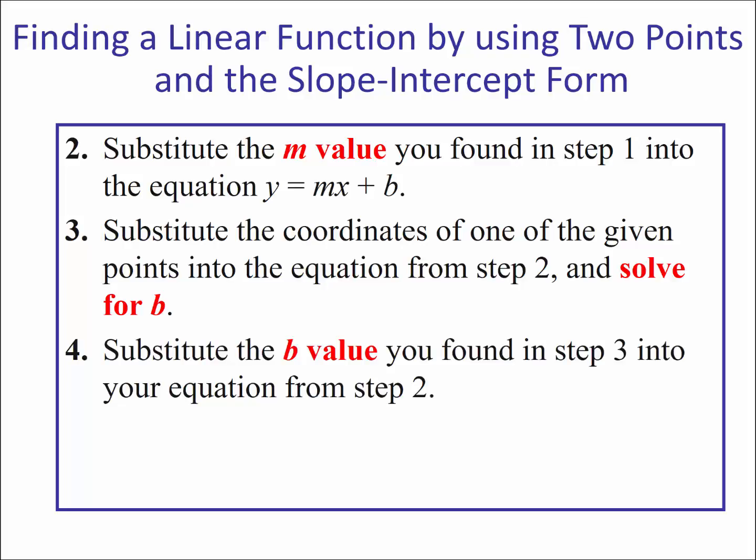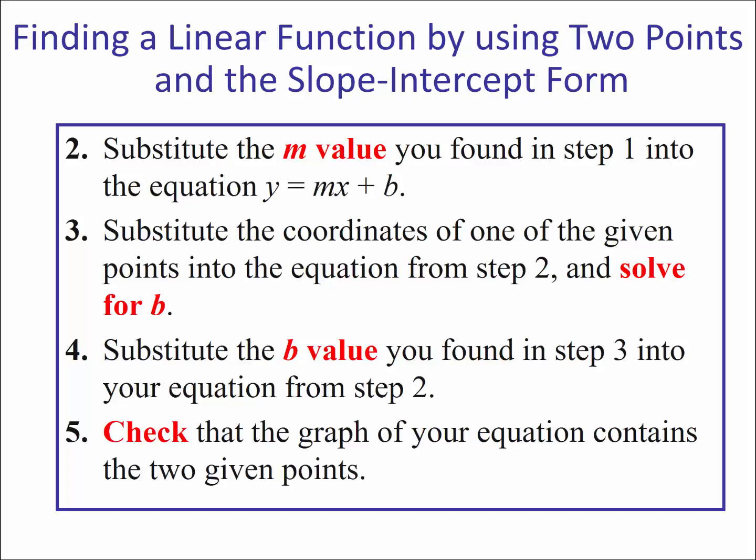Step number 4, we substitute the b value that we found in step 3 into the equation that we found in step 2. So our first step is to find the value of m, our second step is to find the value of b, and then we substitute those 2 values into y equals mx plus b. And number 5, to verify, we check that the graph of the equation has the 2 given points.